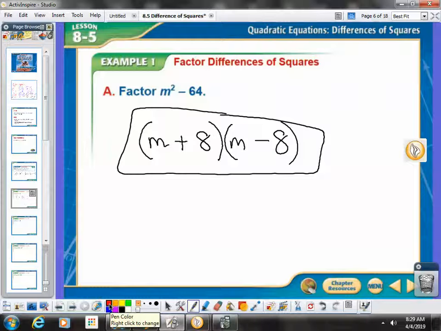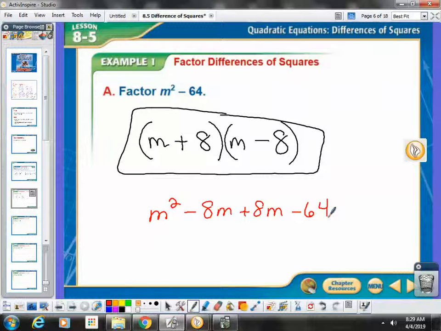If I was to FOIL this, I'm going to get m squared minus 8m plus 8m minus 64. Look at these middle two terms here. What's going to happen to these middle two terms? They're going to cancel out. You know what made them cancel out? The signs. The fact that one was minus and one was plus. That's what's going to force them to cancel out. And I'm left with m squared minus 64, which is what we started with.